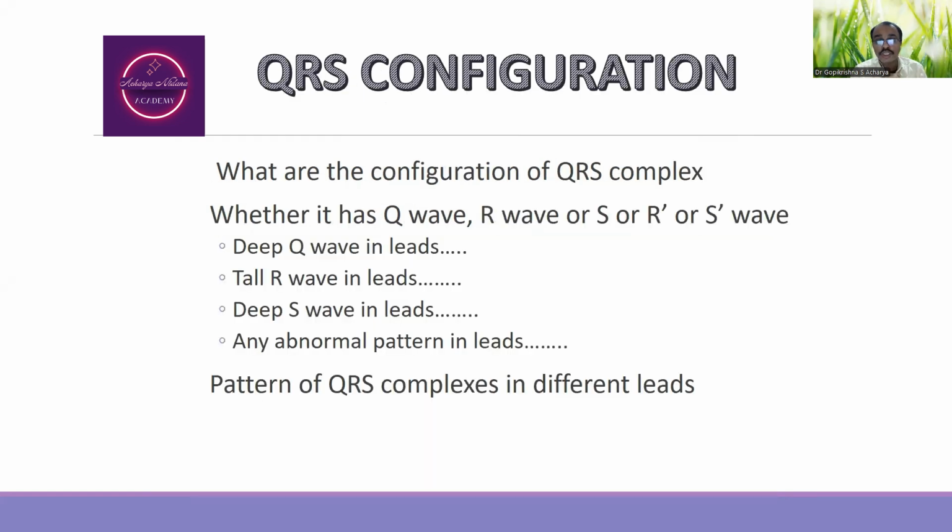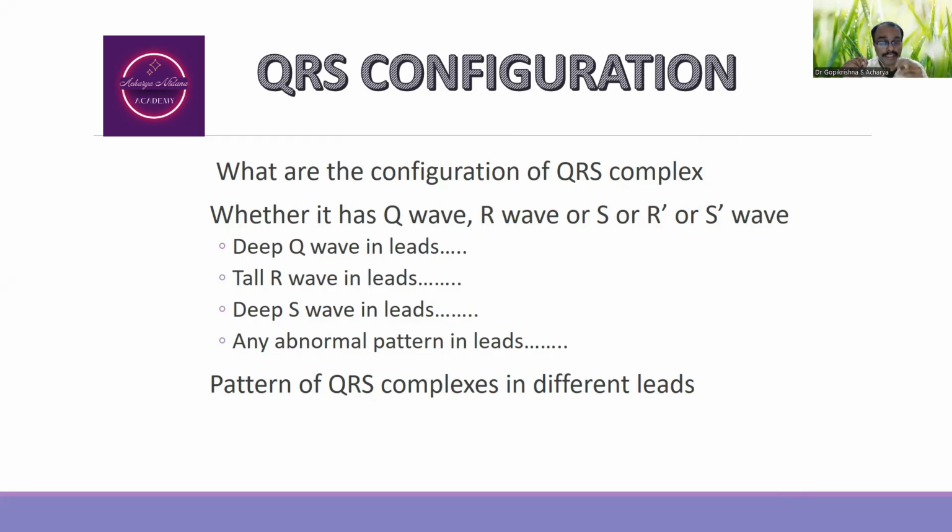Next, about the QRS configuration. In this particular column, we are going to say whether it has Q wave or R wave or S wave or R dash wave or S dash wave, that has to be written. So deep Q wave is present in which leads, that has to be noted. Whether it is present in lead 1, 2, 3, AVR, AVL or AVF, V1, V2, V3, V4, V5 or V6. Tall R wave present in which leads, that has to be noted.